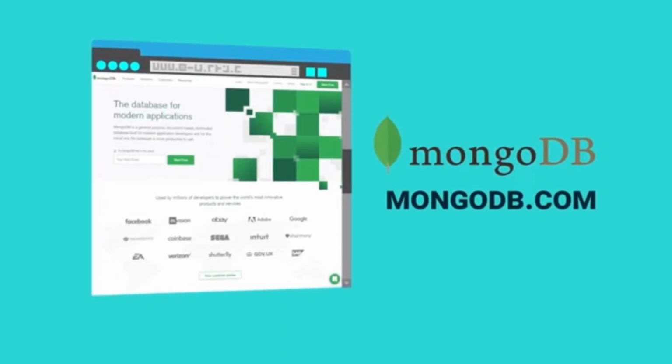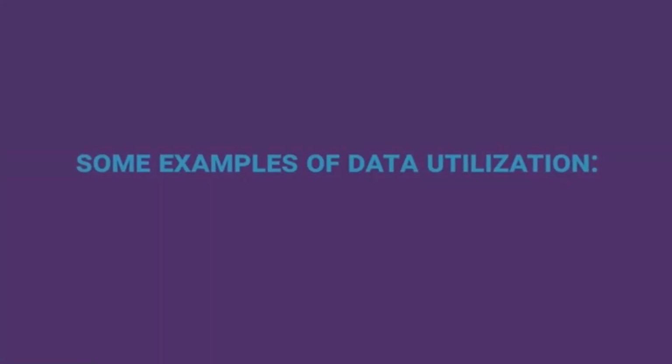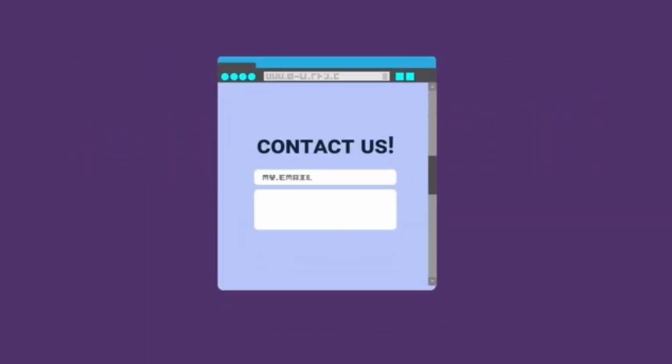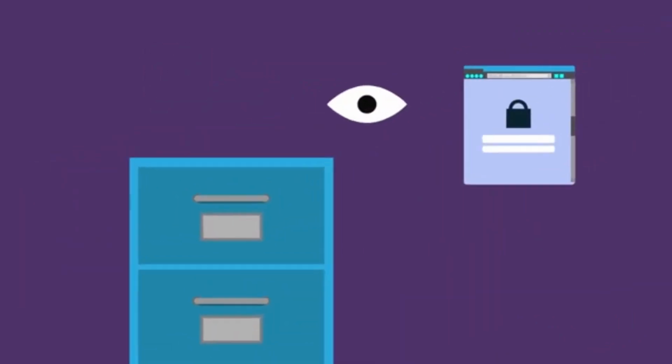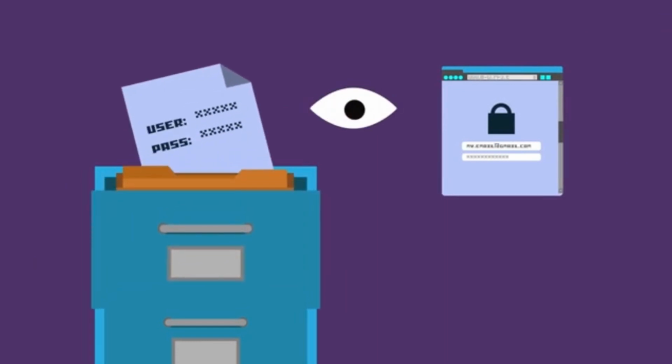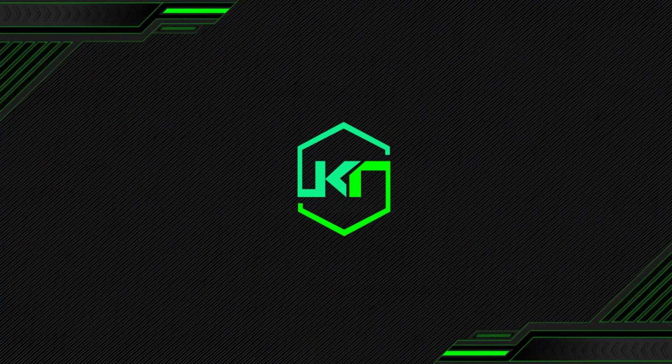Some examples of how data is utilized on the web are: if you have a contact form on your website, you could build a form so that every time someone submits the form, the information is saved in your database. You can also store login details in the database and write logic in the server-side language to handle checking and authenticating the logins. And that is how I recommend you get started with your journey into web development.